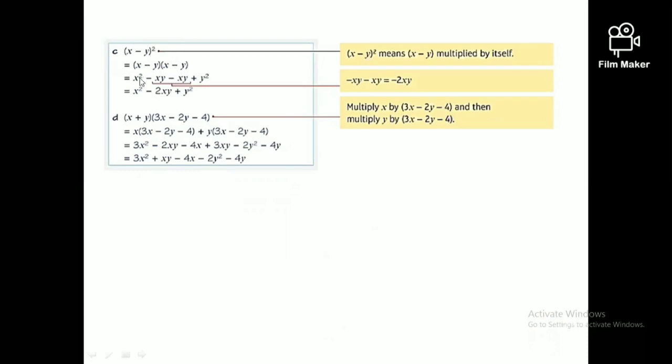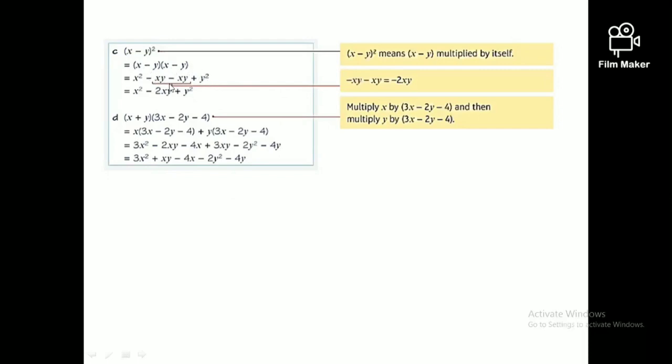X into x is x squared. X into minus y is minus xy. Minus y into x is minus xy. So whether you write xy or yx, it is the same thing. I write both terms as xy at the end of this question. Minus y into minus y is, here also some students make a mistake. They forget this minus minus plus and they just write minus y squared. But the final answer is minus minus plus y squared.